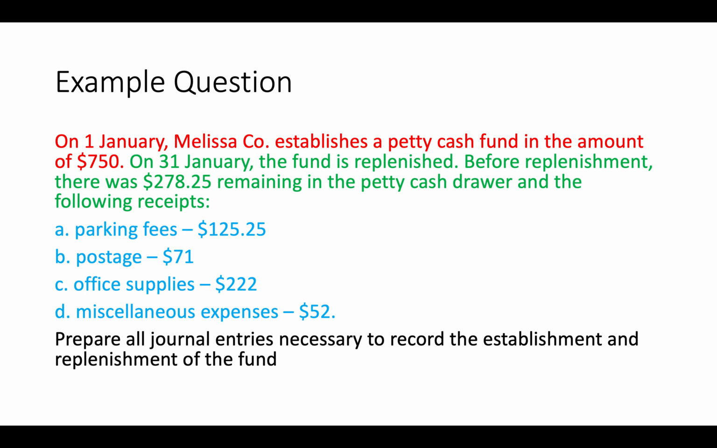On the 1st of January, Melissa Co. establishes a petty cash fund in the amount of $750. On 31st of January, the fund is replenished. Before replenishment, there was $278.25 remaining in the petty cash drawer and the following receipts. And then they've given some example expenses that we may use petty cash funds for.